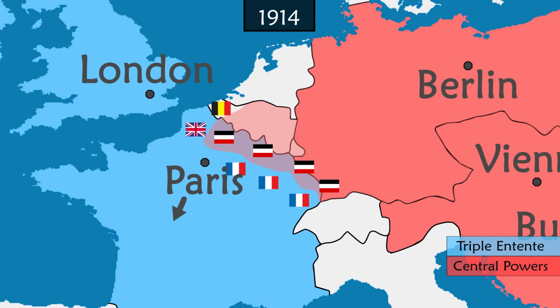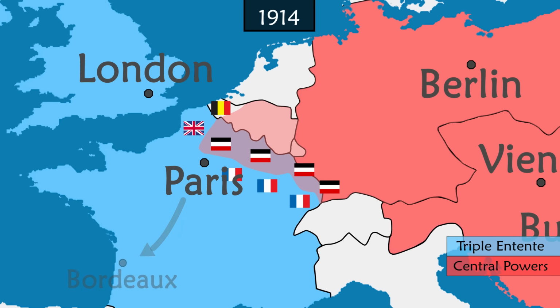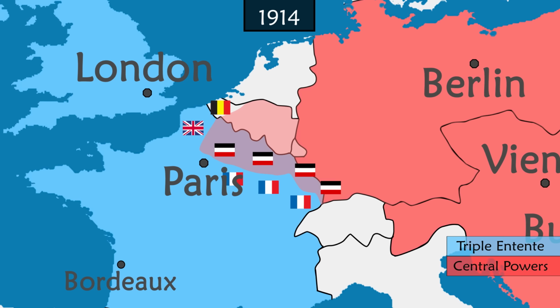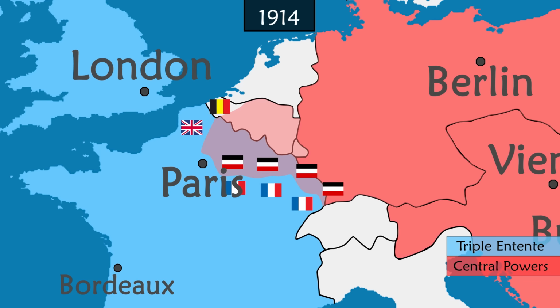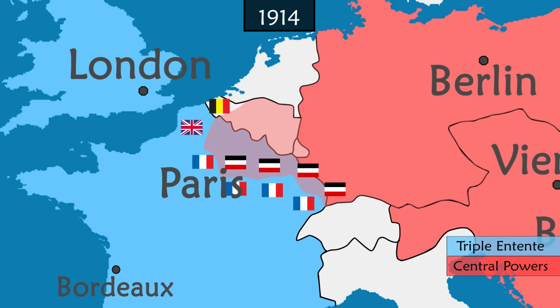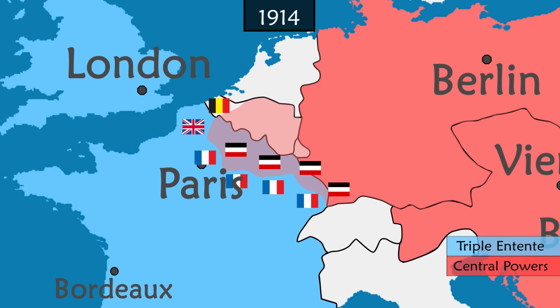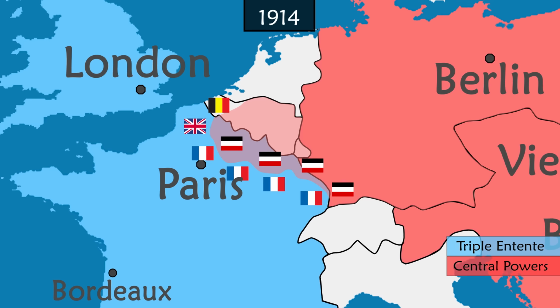Fearing the capture of Paris, the French government moves to Bordeaux, but the German army turns away from the city to continue surrounding the French army. They are then attacked on the flanks by the army of Paris, which forces them to retreat further north, marking the failure of the Schlieffen Plan.